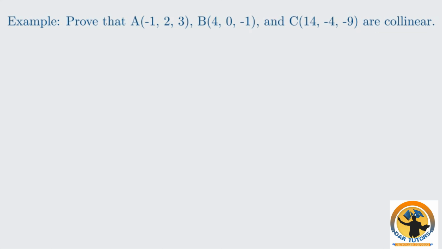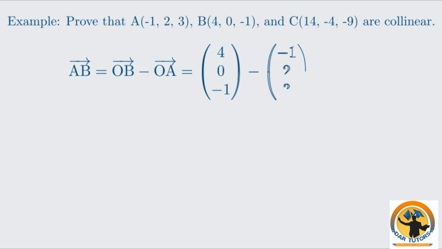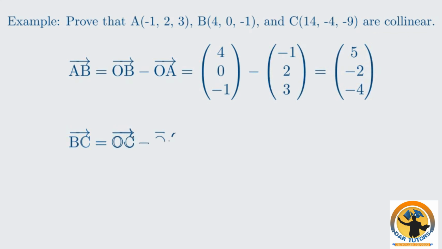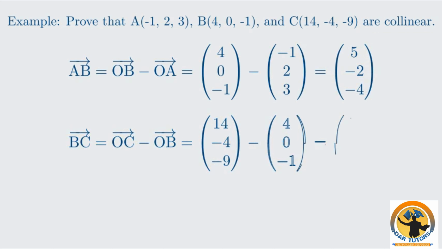First, we need to find the vectors AB and BC. Remember, to find the vector from point A to point B, we subtract the position vector of A from the position vector of B. So AB vector is ⟨4 - (-1), 0 - 2, -1 - 3⟩, which simplifies to ⟨5, -2, -4⟩. Similarly, BC vector is the position vector of C minus the position vector of B. That's ⟨14 - 4, -4 - 0, -9 - (-1)⟩, which simplifies to ⟨10, -4, -8⟩.